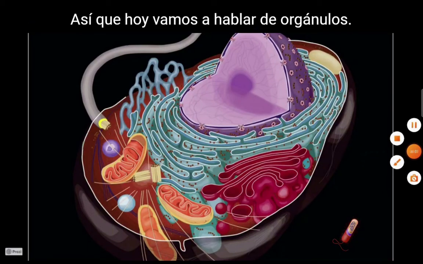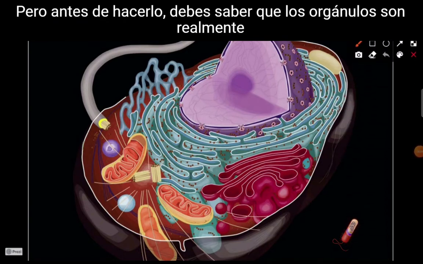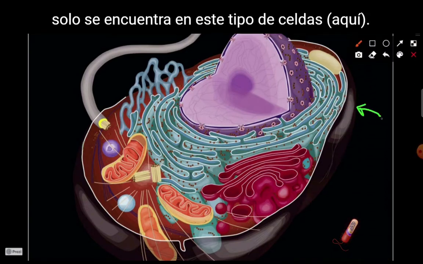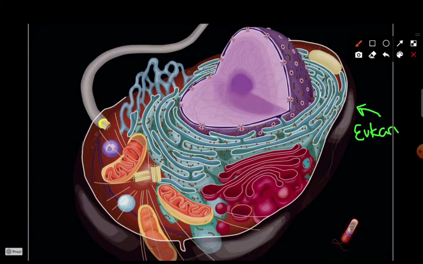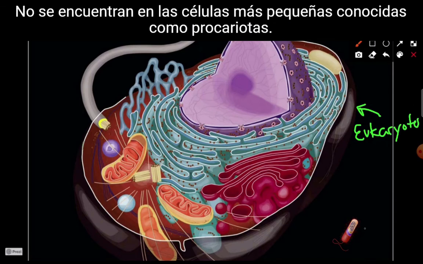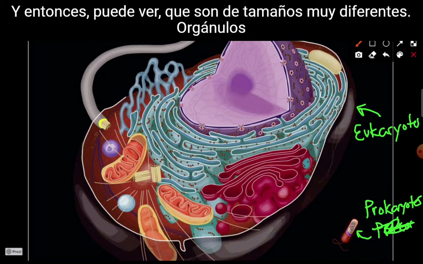Okay, so today we're going to talk about organelles. But before we do, you should know that organelles are really only found in these type of cells here. They are known as eukaryotes. They are not found in the smaller cells known as prokaryotes. And so you can see that they are a very different size.